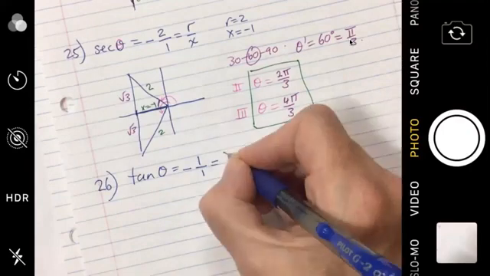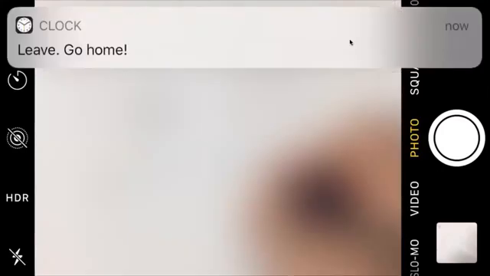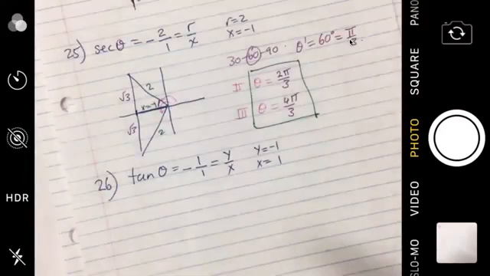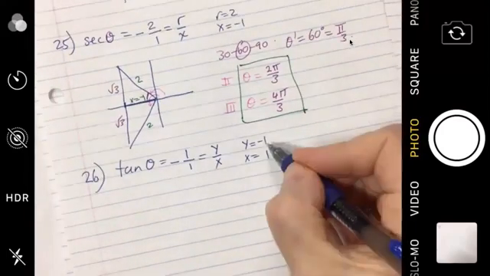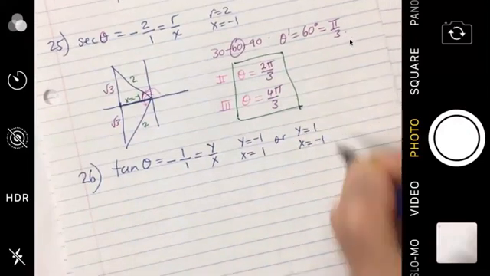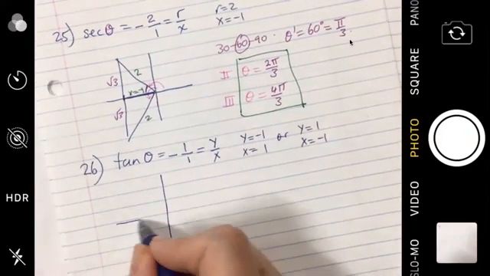Because a tangent is a y divided by an x. So either y equals -1 and x equals +1. Yes, we're going to go home in a minute. So either y is -1 and x is +1, or y equals +1 and x equals -1. One of them is negative, not the other. So how could I draw that?